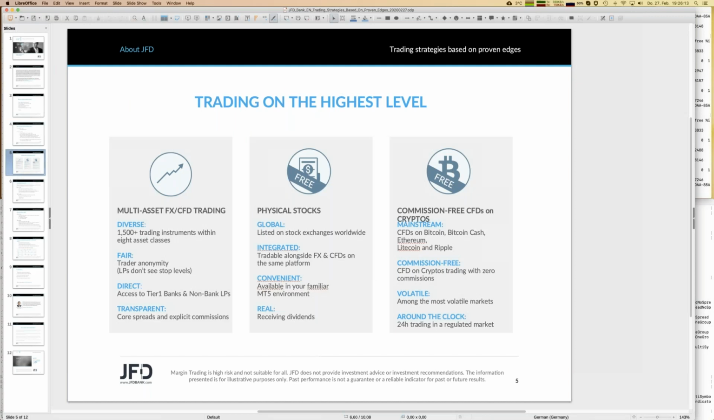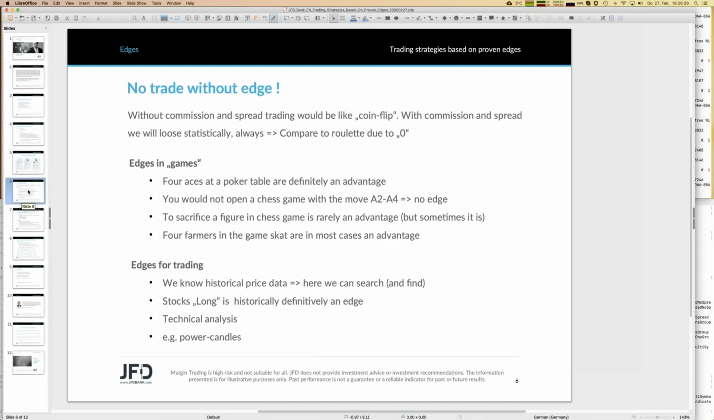Besides CFDs and Forex, what we did in the chart, you can trade physical stocks, that's CFDs as well, and you can trade even cryptos, so better to say CFDs on cryptos like Bitcoin or Ripple. You can trade here as well directly out of the chart, as seen for euro, US dollar, and the DAX trade. But now let's go a little bit further, because I have the clear statement: no trade without edge.